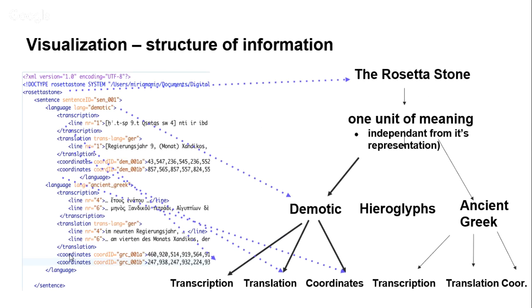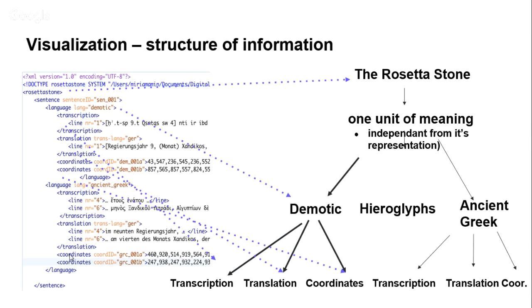Here I try to depict what I'm now going to explain on this slide. On the left side of the slide, you see a screenshot of our XML file that contains one single unit of meaning in its three different versions: the demotic, the hieroglyphs, and the ancient Greek. On the right side, you can see which structural unit in the XML file it refers to.